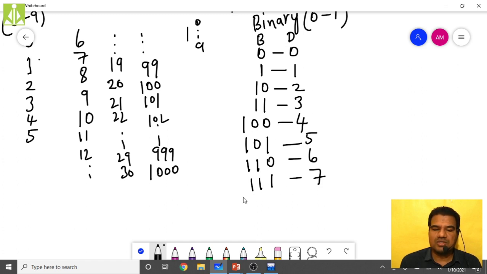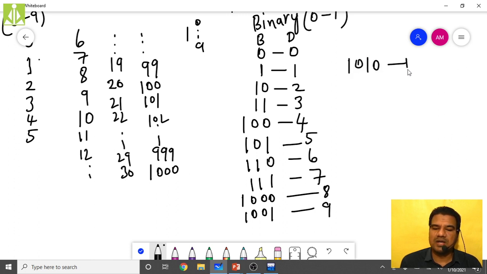So what do we do? In the same way as in decimal, whenever we run out of the digits, we simply increase the place in our system, and we start with zeros once again. So again I will increase the place and start with zeros. Like this is your 8. Then 1001, this is your 9.